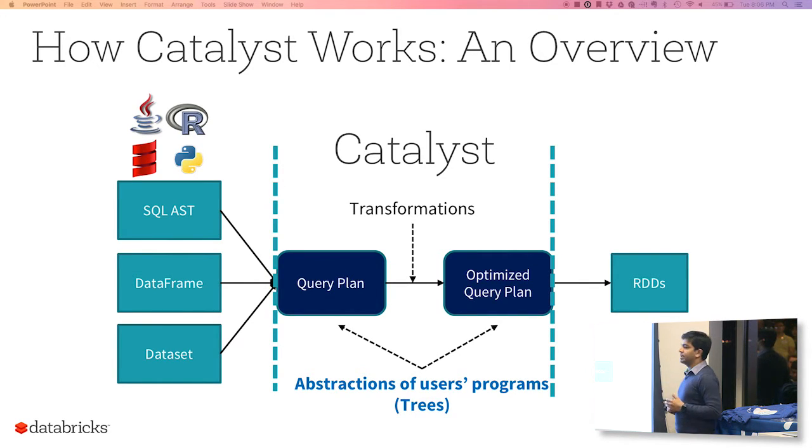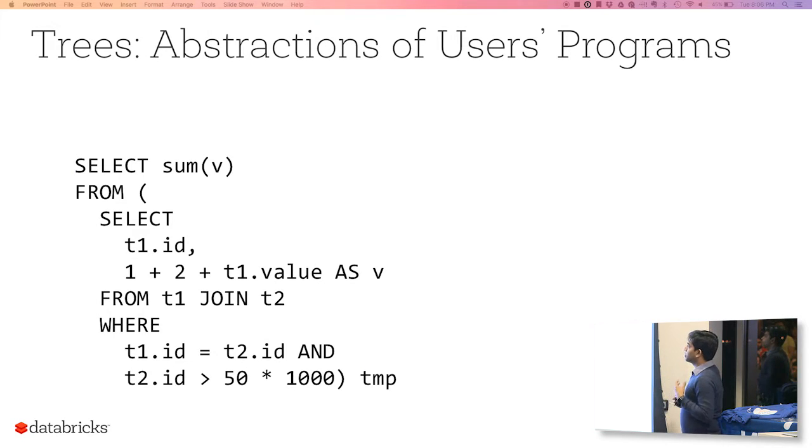So let's start with trees, or the abstraction of these user programs. Let me demonstrate what trees are using a very simple example query. Here we have a query that's essentially joining two tables, T1 and T2. It's trying to filter on some attributes. For example, in this case, it's checking that the ID column of both the tables is the same. And then it also filters on the fact that the ID column of the second table is greater than 50 multiplied by 1,000.